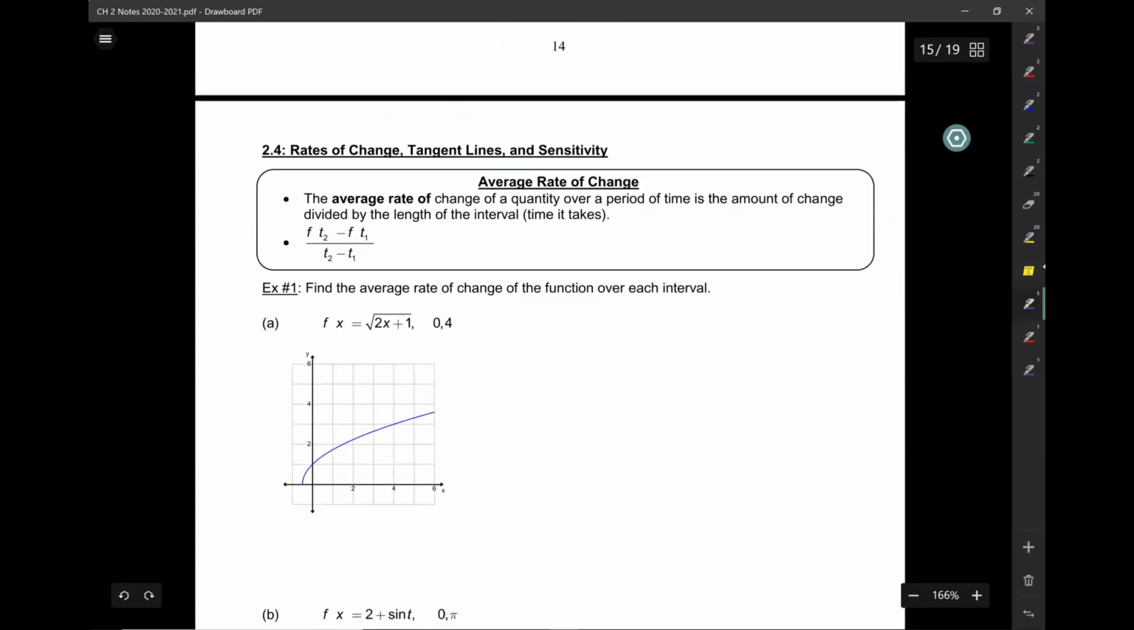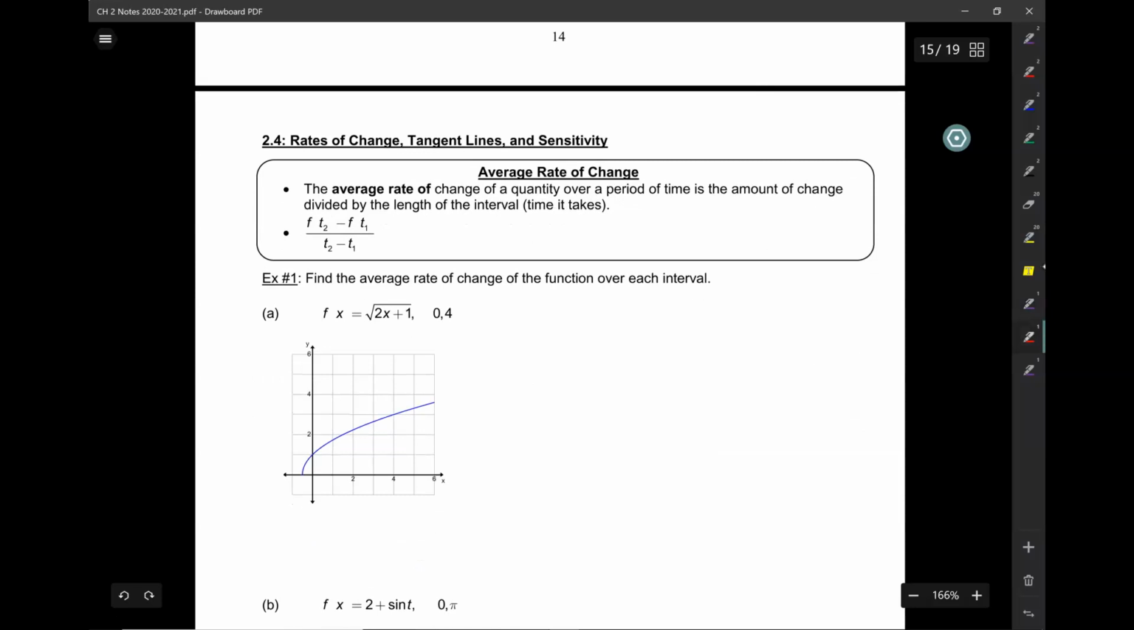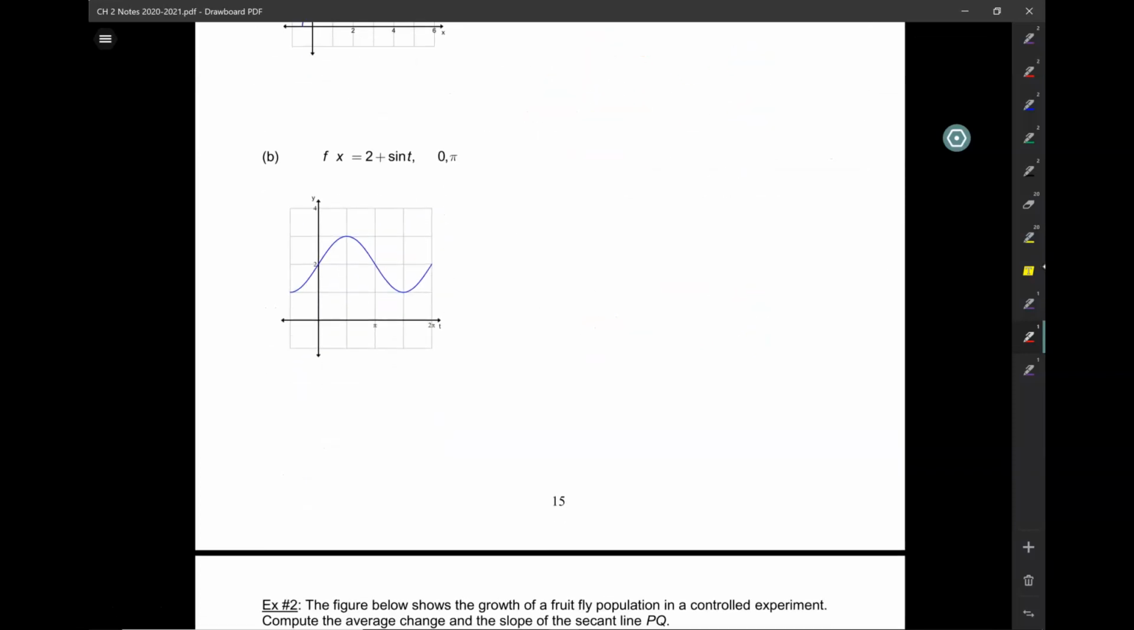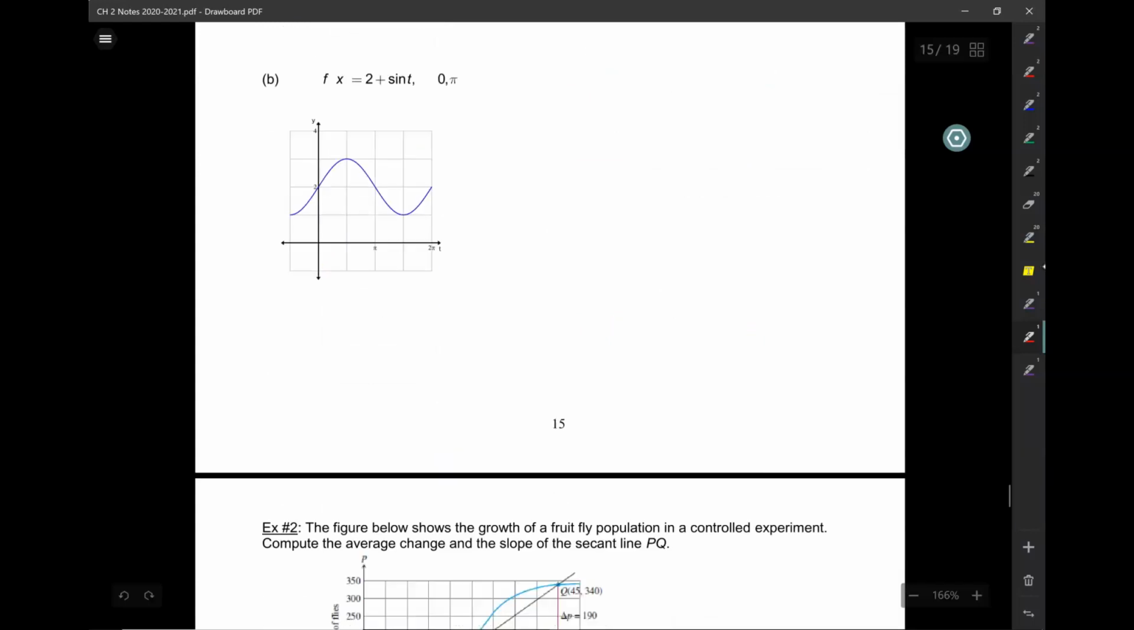All right, so that's section 3. Now section 4 is definitely a review from last year, and everybody did well on the test, so we're not going to go into too much detail here. Just know how much work to show here. So for this one, you would do f of 4 minus f of 0 over 4 minus 0, which is 3 minus 1 over 4, which is 1/2. All right. Same for b. We know how to do this one already. All right.